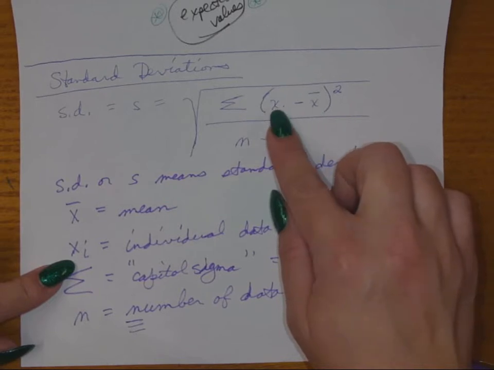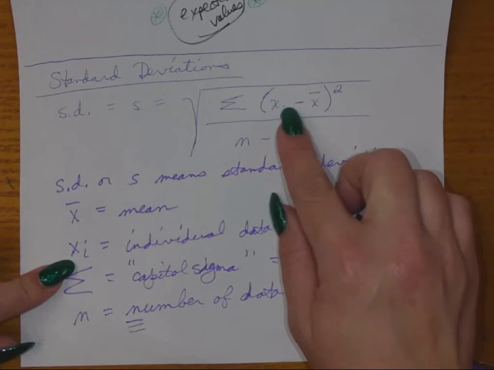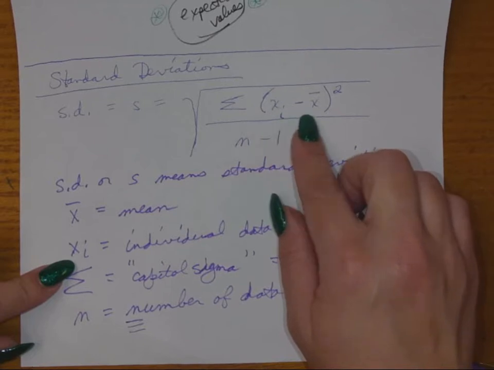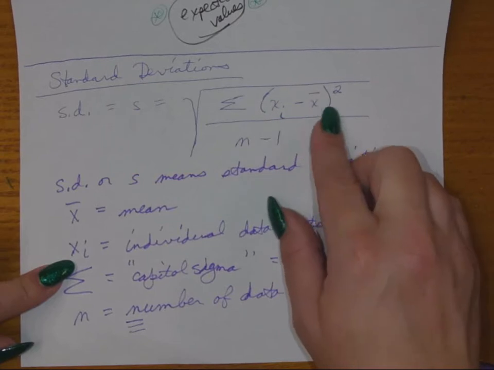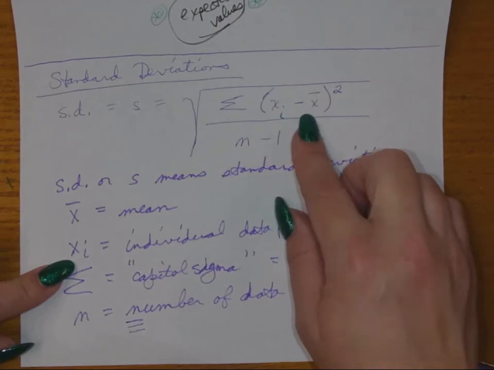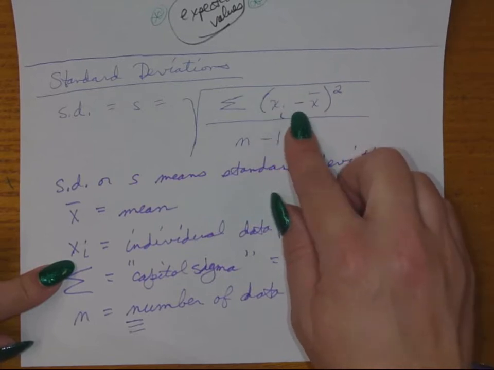So the position here is very important because it tells me if my data point is above the average. If the difference here is positive, then my data point is above my average. If the subtraction is negative, then my data point is below my average.